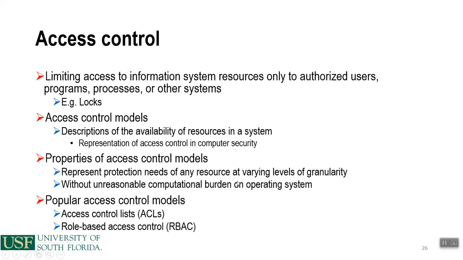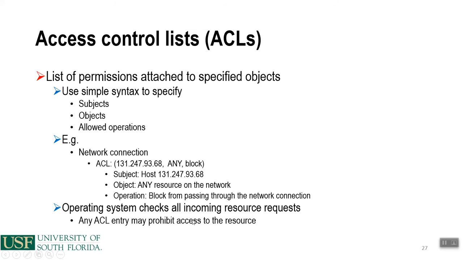And this is without unreasonable computational burden on an operating system. Some of the popular access control models are access control lists and role-based access control. Access control lists are lists of permissions that are attached to specific objects. They use simple syntax to specify, for example, subjects, objects, and allowed operations.